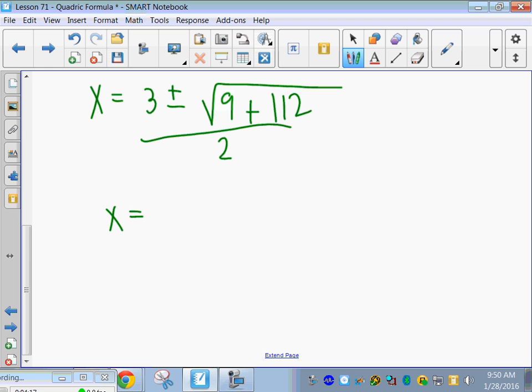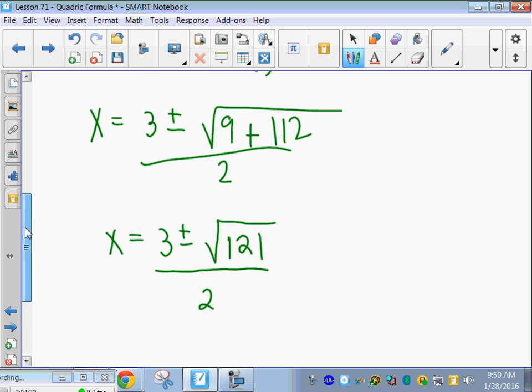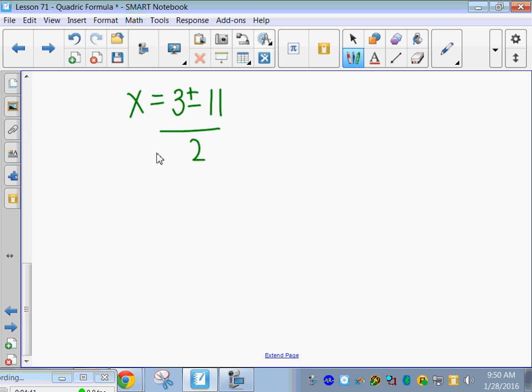So x equals 3 plus or minus the square root of 121 over 2. This one turns out nice because the square root of 121 is 11, plus or minus 11 over 2. Now be careful here. You want to separate these out. This means 3 plus 11 over 2, and our other answer would be 3 minus 11 over 2.